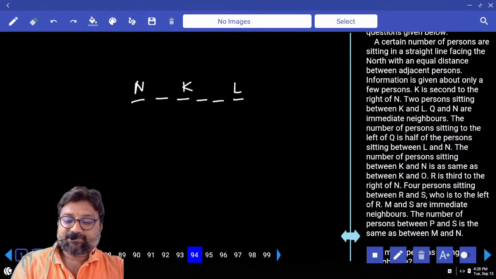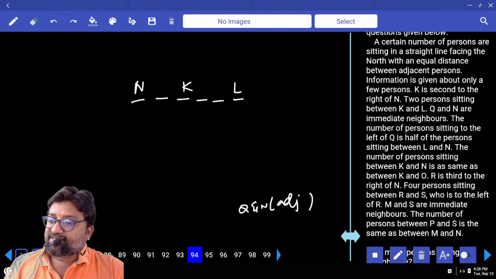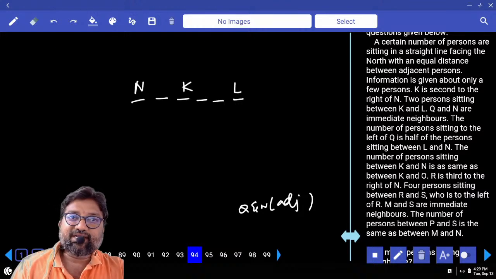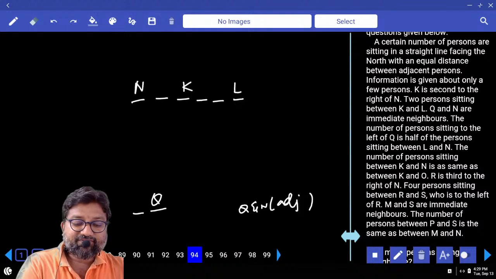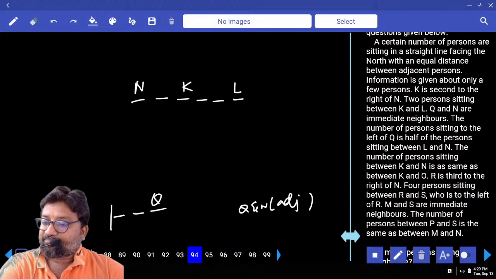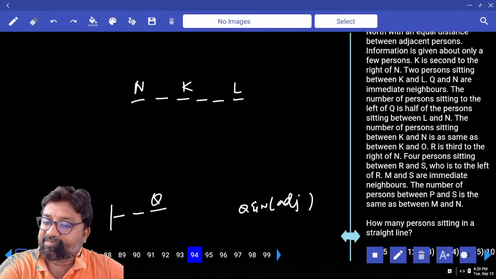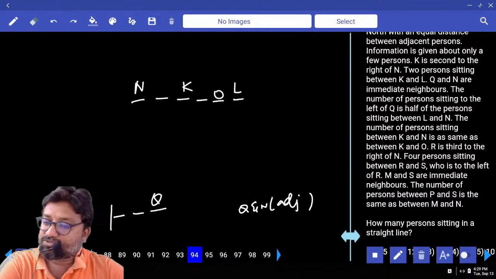Adjacent. Next, the number of persons sitting to the left of Q is half the number of people sitting between L and N. How many are sitting between L and N? 4 people. Half of those 4 is 2. Left of Q, how many? 2 people. Next, the number of persons sitting between K and N is same as K and O. K and N 1, K and O also 1.